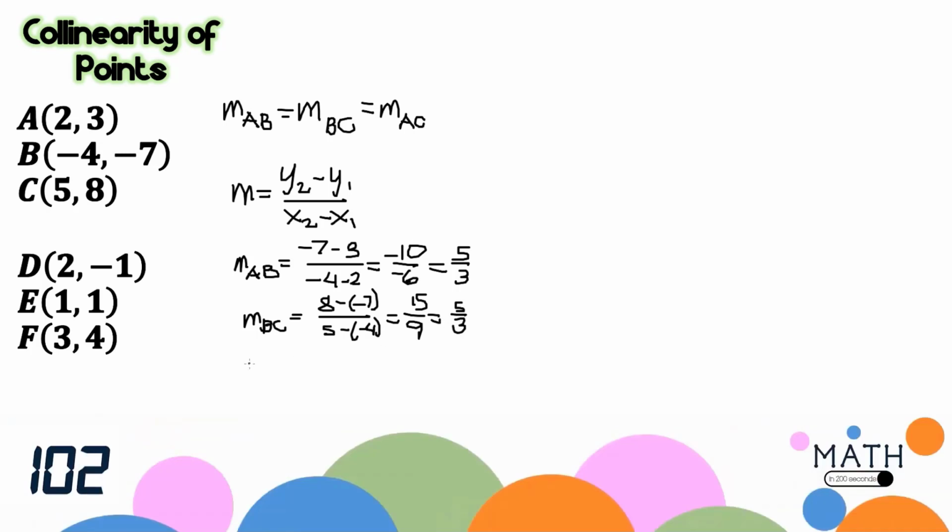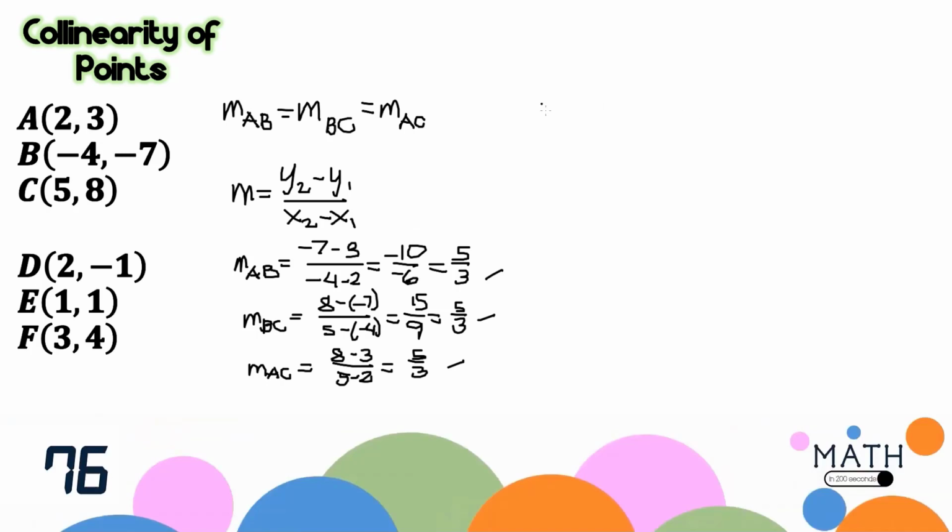And finally, for the slope of the line containing A and C, C is our second point, 8 minus 3 over 5 minus 2. So we have here 5 and 3, so 5/3. All the slopes are the same. In short, the first set of points are collinear.